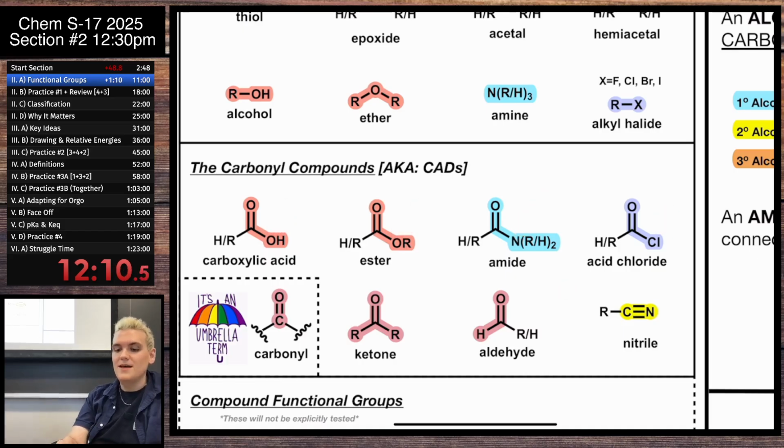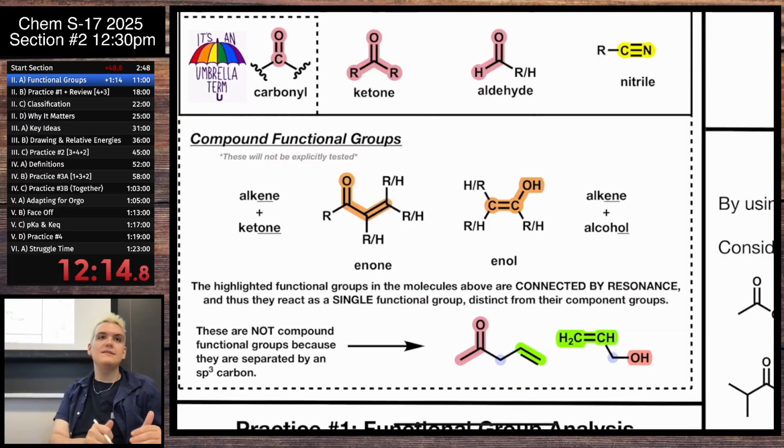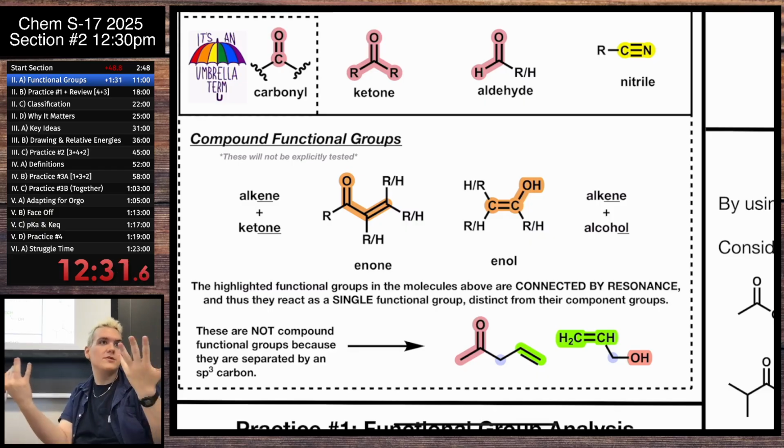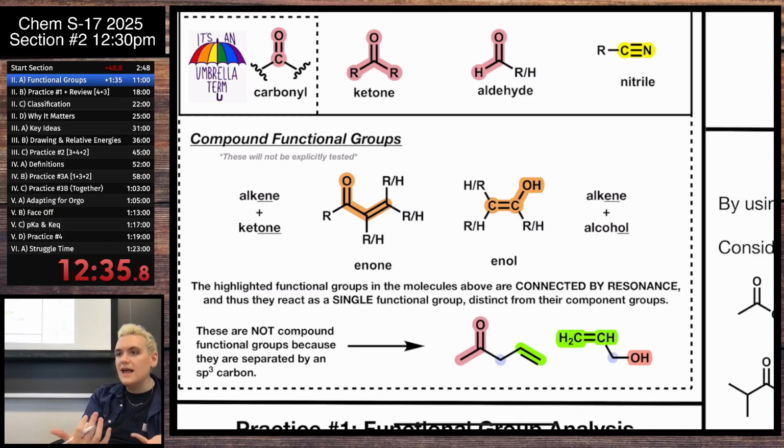But I'm going to keep on moving a little bit. One thing that was not explicitly touched on in lecture, but does come up in lectures 3 and 5, is the idea of compound functional groups. If we have two functional groups right next to each other, especially if they're connected via resonance, then they become a new compound functional group. We've already seen that with an alcohol and a carbonyl making a carboxylic acid.